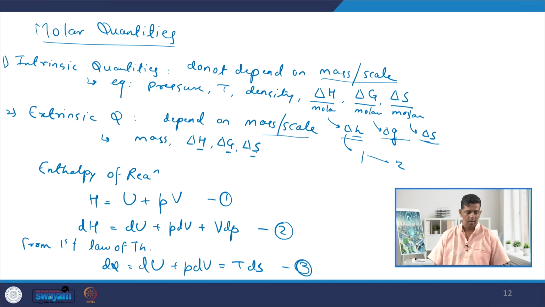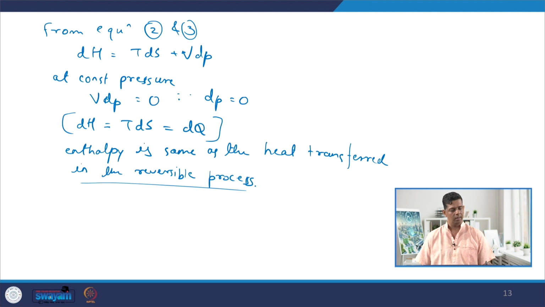So we have also seen that enthalpy of reaction is nothing but U plus PV, and we differentiated and we have shown that this enthalpy change is same as the heat transferred in a reversible process. So let us take these equations ahead.